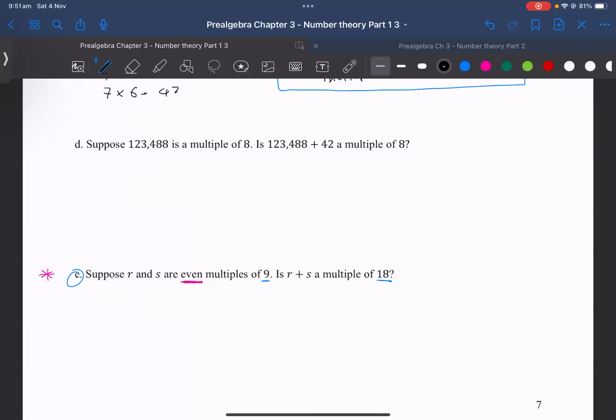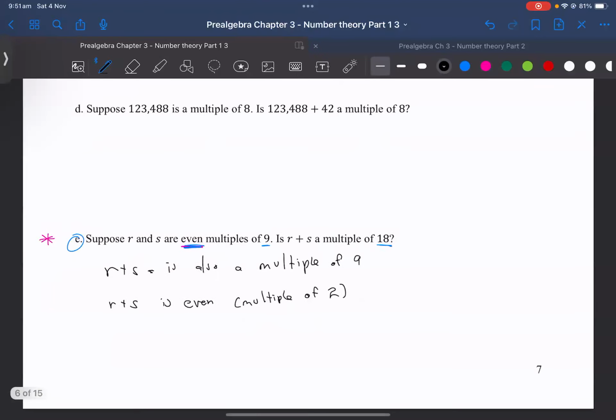So all we know is that if we add r plus s, since they're multiples of 9, r plus s is also a multiple of 9. We know that part. We know that from the theorem we learned. But we also know that they're even, right? If you add two even numbers, is that even or odd? Even. Yeah, good. That means it's a multiple of 2.